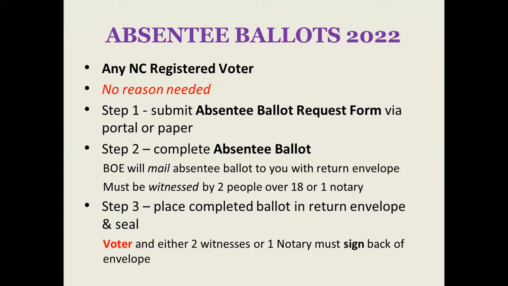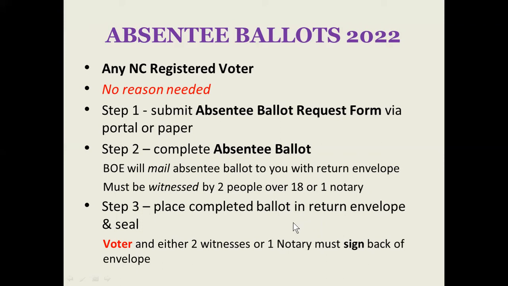Step 2, you complete your absentee ballot. The Board of Elections will mail your absentee ballot to you with a return envelope. And that envelope is specific to that ballot that was mailed. Two witnesses over 18 or one notary must be in your presence to observe you marking your ballot. They are not there to observe how you vote.